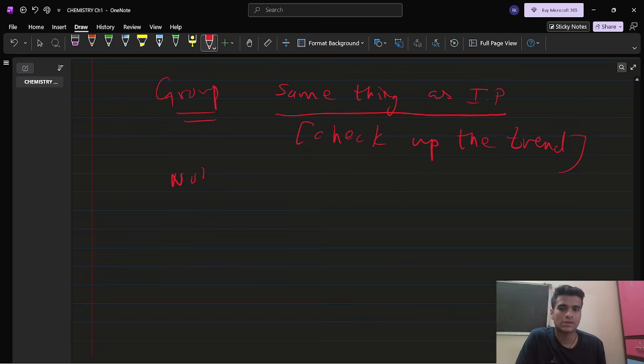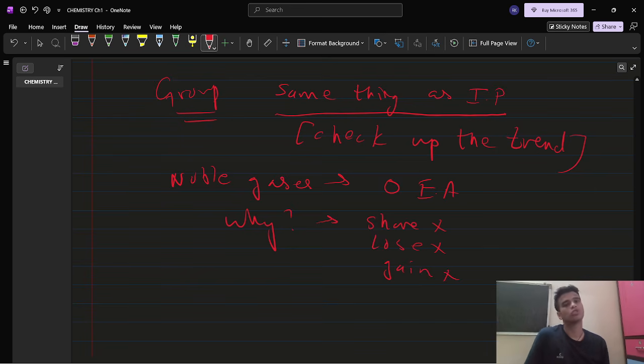हाँ, and noble gases have zero electron affinity. Why? Because they do not share electron, do not lose electron, do not gain electron. So उन्हें ना इलेक्ट्रॉन चाहिए, ना इलेक्ट्रॉन देना है, ना शेयर करना है. So उनका जीरो होता है इलेक्ट्रॉन affinity.